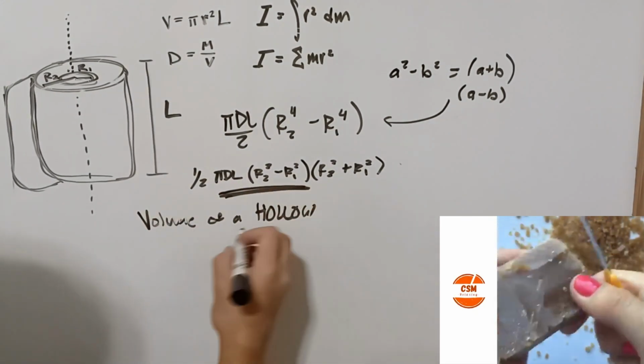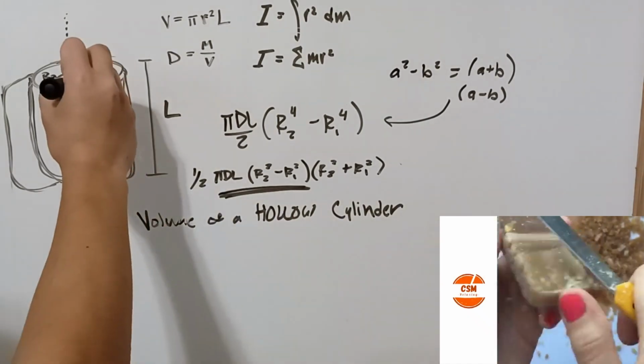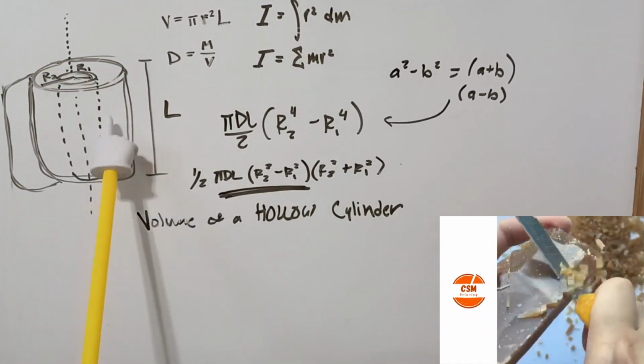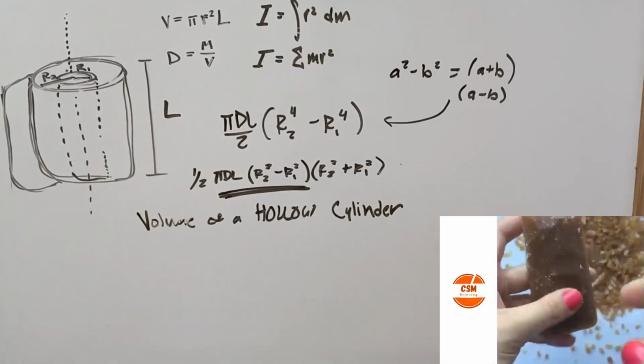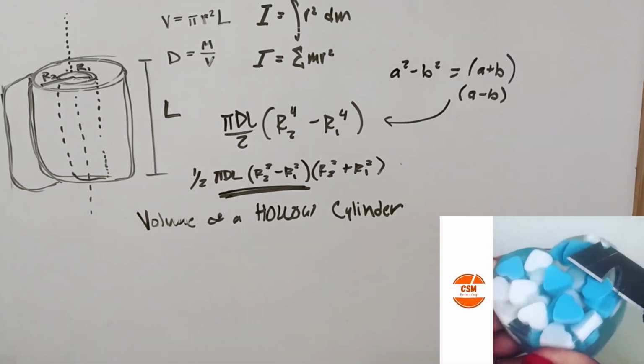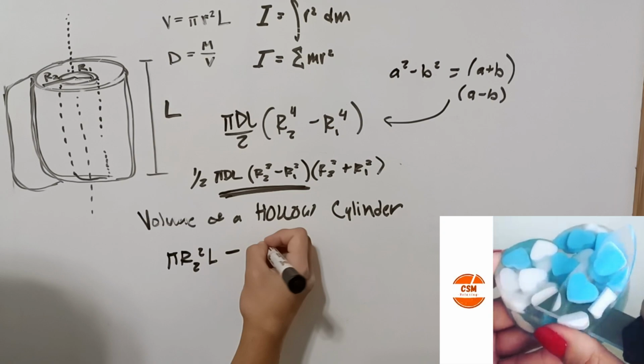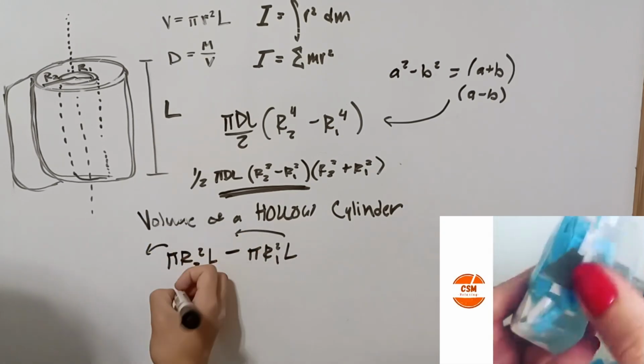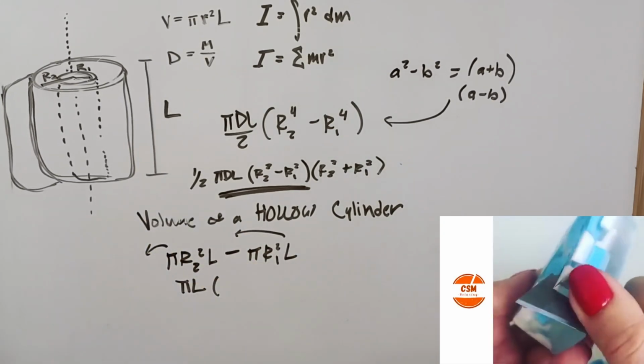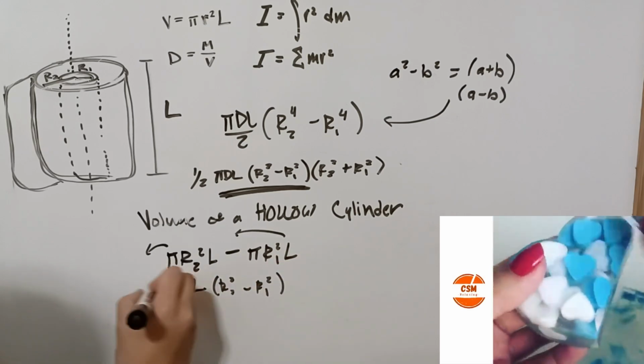We do this by finding the formula for the volume of a hollow cylinder, which is the volume of the larger cylinder minus the volume of the smaller cylinder. You can factor out pi and L, which gives you volume is equal to pi L times r2 squared minus r1 squared.